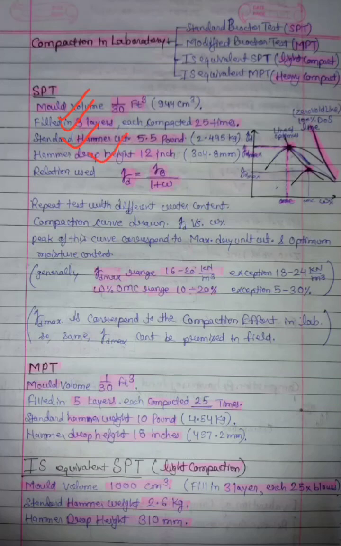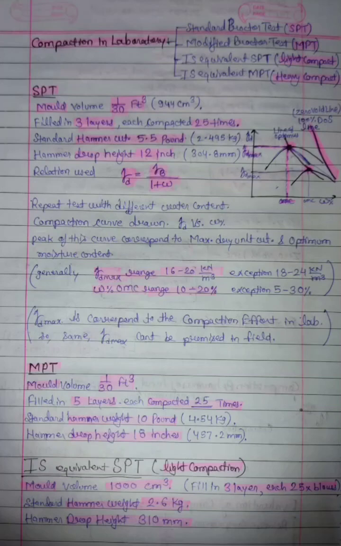And the relation used is gamma D, dry unit weight, is equal to bulk unit weight divided by 1 plus water content. So repeat this test with different water contents, and a compaction curve is drawn, that is gamma D versus water content graph. Peak of this curve corresponds to maximum dry unit weight and optimum moisture content.